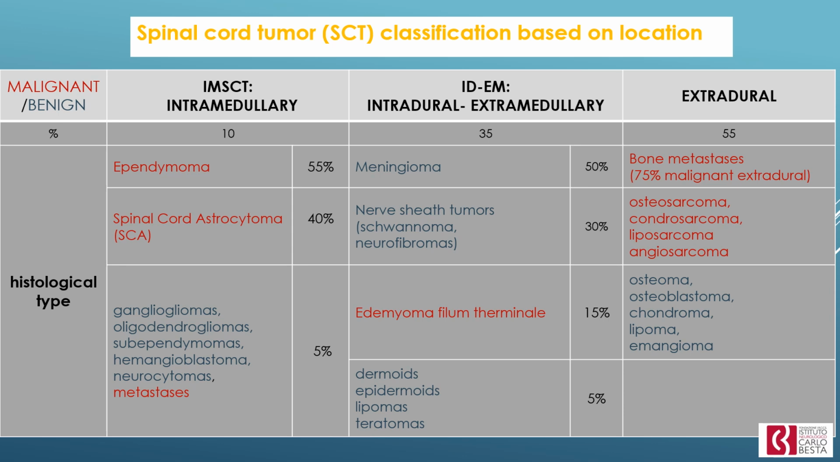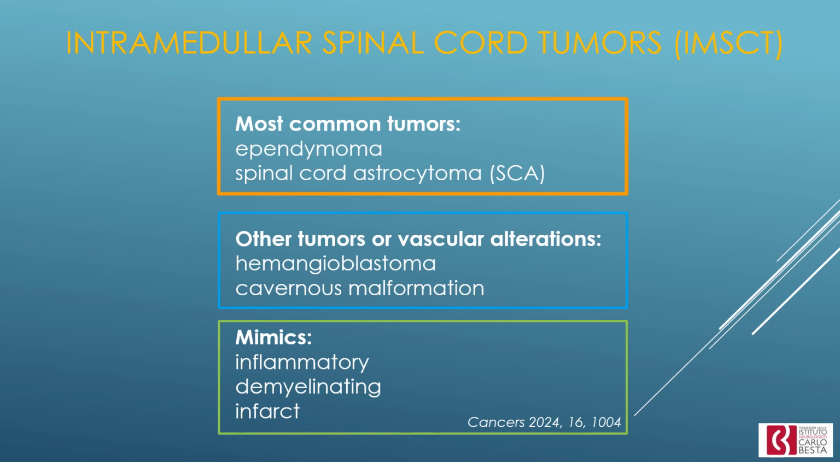Intradural extramedullary tumors are 35% of spinal tumors and include meningioma and nerve sheath tumors, and extradural tumors are often malignant, including bone metastases and sarcoma. I will go on focusing on ependymoma and spinal cord astrocytoma.